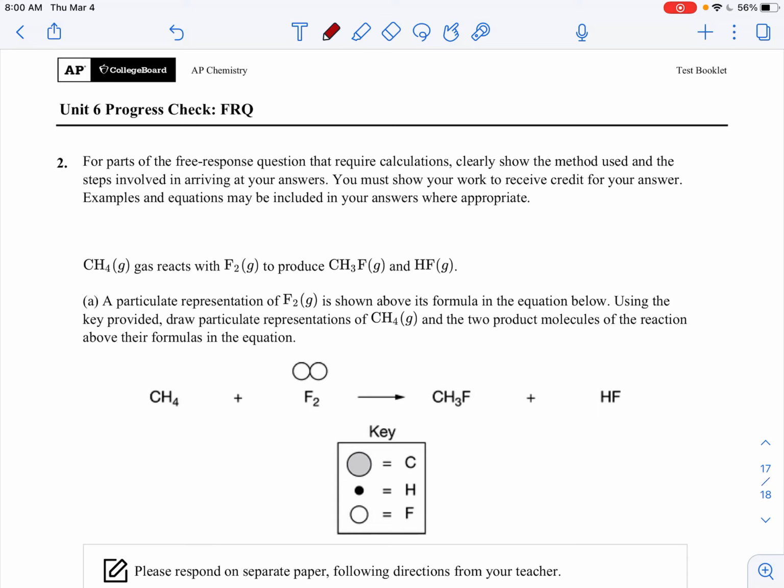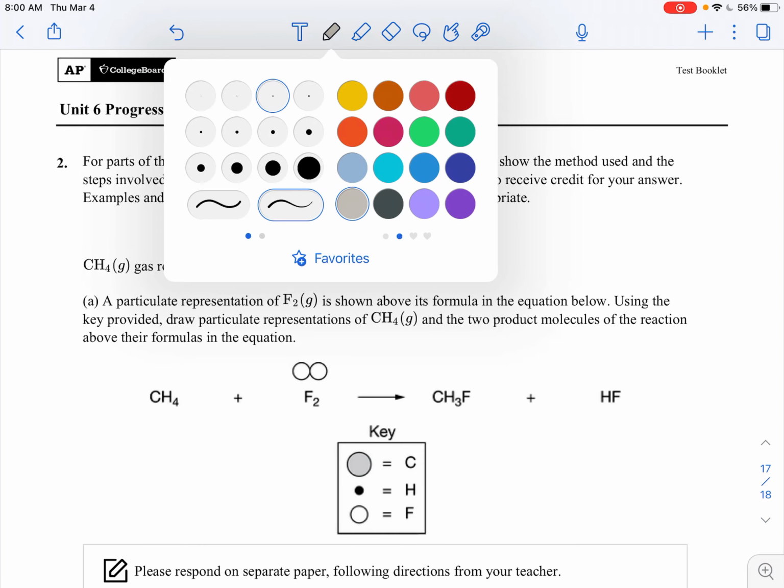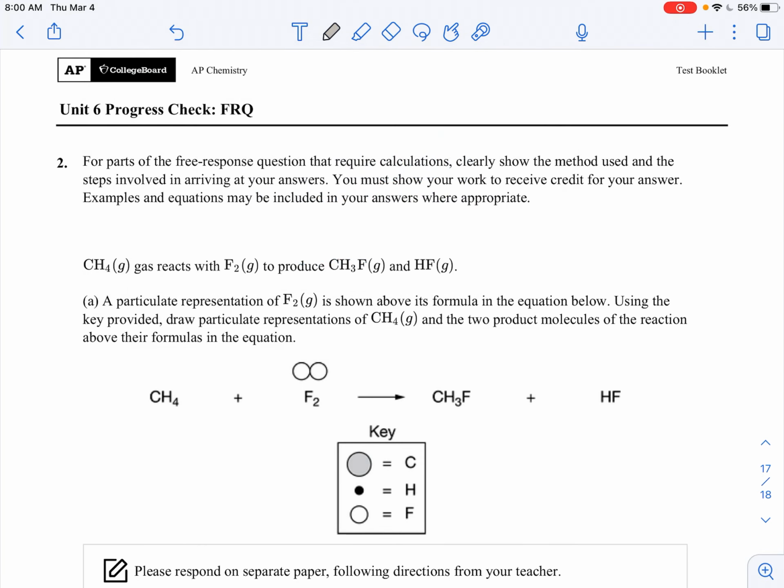Now, number 2, it says parts of the free response question. Let's keep going. It says A, a particulate representation of F2 is shown above the formula in the equation below. Using the key provided, draw the particulate representations of CH4 and the two products molecules in the reaction above their formulas in the equation. So basically it's asking us to draw a particulate diagram.